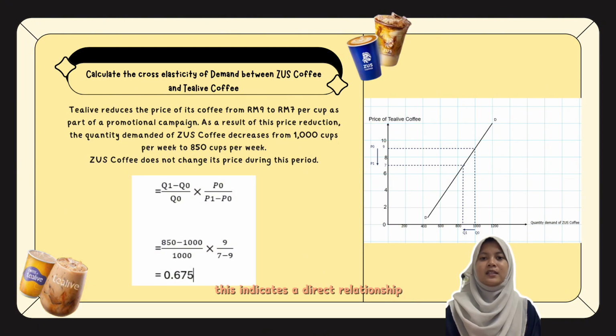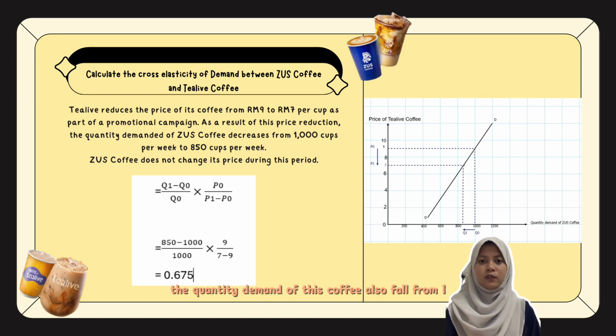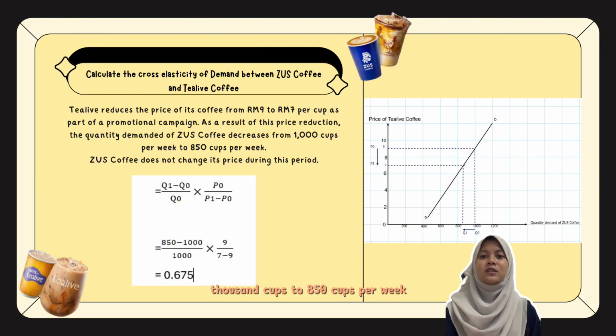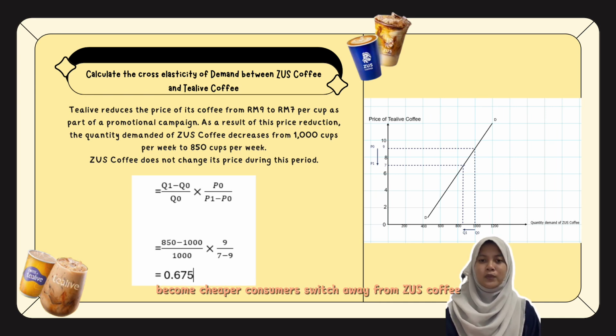This indicates a direct relationship, which is when the price of Tea Life coffee falls from 9 to 7 ringgit, the quantity demanded of Zeus Coffee also falls from 1,000 cups to 850 cups per week. Since the price of Tea Life coffee is reduced or becomes cheaper, consumers switch away from Zeus Coffee to enjoy a better deal at Tea Life.